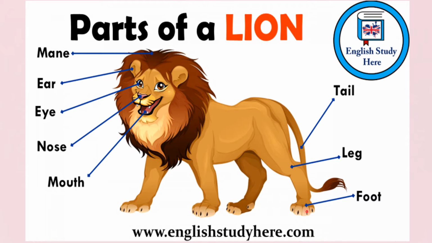Foot. This is foot. So 1, 2, 3, 4. 4 foot. That means feet. So these are the parts of a lion: mane, ears, eyes, nose, mouth, tail, legs, foot.